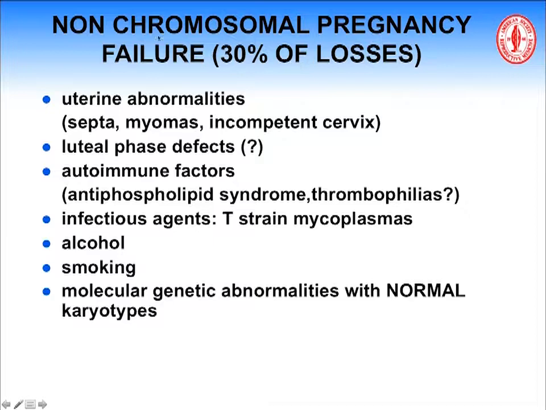30% of losses are non-chromosomal. Well, this is where uterine abnormalities come into play: uterine septa, myomas. Actually, incompetent cervix doesn't really belong here. That's probably a loss into the second trimester. Luteal phase defects. Are there autoimmune factors like antiphospholipid syndrome? I think the thrombophilias are more of an issue later in pregnancy with growth restriction and preeclampsia. Infectious agents, mainly the T strain mycoplasmas, maternal alcohol, maternal smoking. And are there molecular genetic abnormalities that may have normal karyotypes?